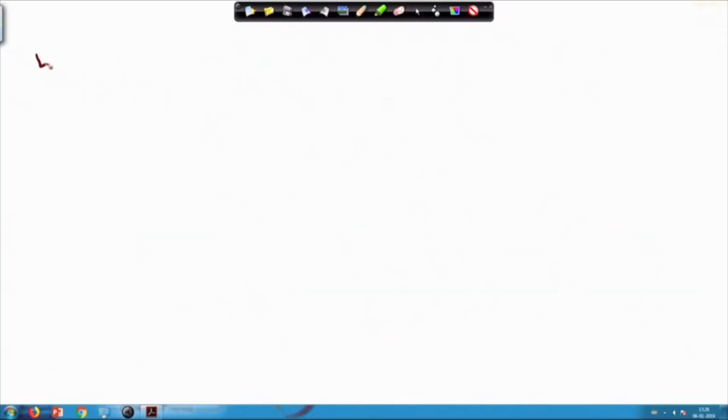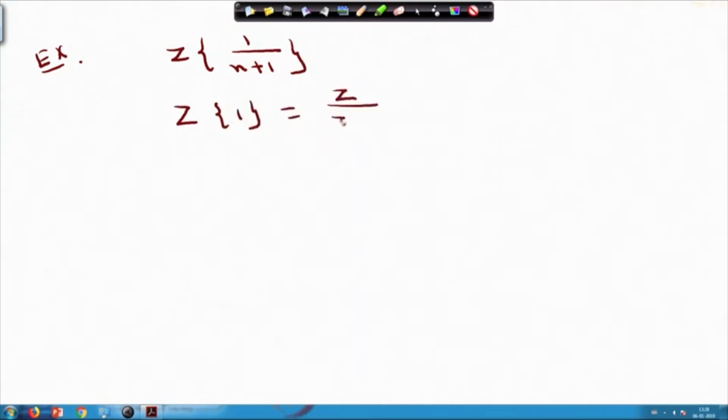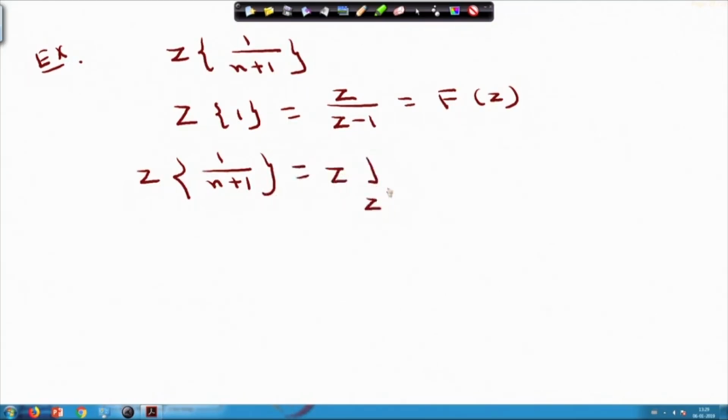Let us solve one more problem. We want to find out the z transform of 1 by n plus 1. We know that the z transform of 1 is equal to z by z minus 1. So, this equals say F z. Therefore, for the z transform of 1 by n plus 1, that is the division property now. Using the division property, this equals z times the integral from z to infinity of F x by x square dx. Please note that here we have used the division property.